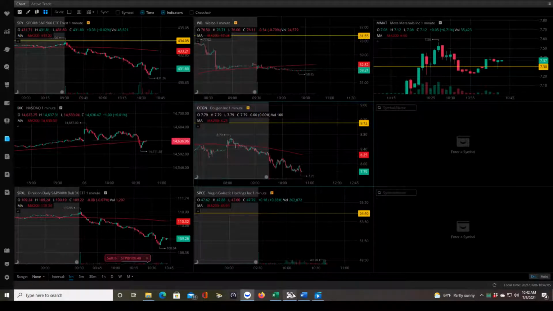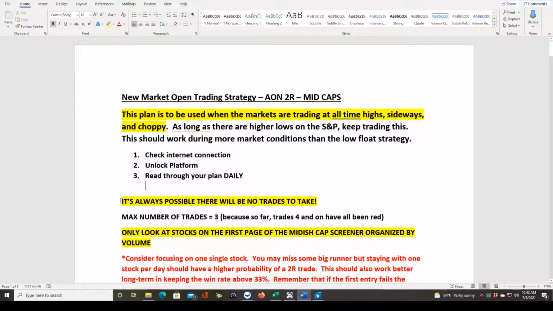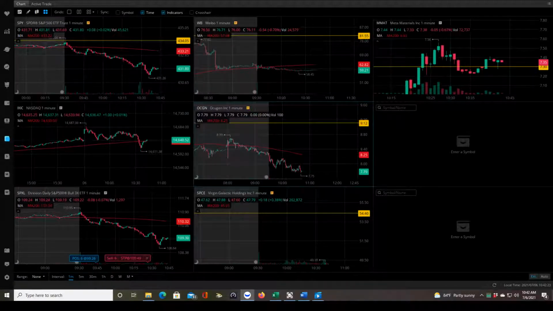One of my rules in my trading plan is it's always possible there would be no trades to take, and that was a really important thing to keep in mind today, because there was obviously major selling off, and if you try to force a trade in a market like that, it could end up pretty badly. So MMAT was the exception, but again, I missed that trade.